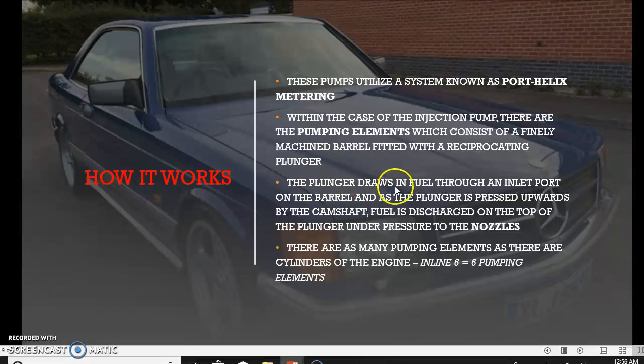So the plunger draws in fuel through an inlet port of the barrel, and as the plunger is pressed upwards by the camshaft, fuel is discharged on the top of the plunger under pressure into the nozzles. There are as many pumping elements as there are cylinders of the engine. As in an inline 6, you have 6 pumping elements.